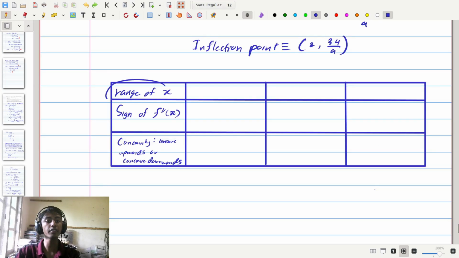Now if we fill in the ranges of x here, the first range we get is negative infinity until x equals negative 1. The next range is from negative 1 until x equals 2, and the last range is from x equals 2 until positive infinity.